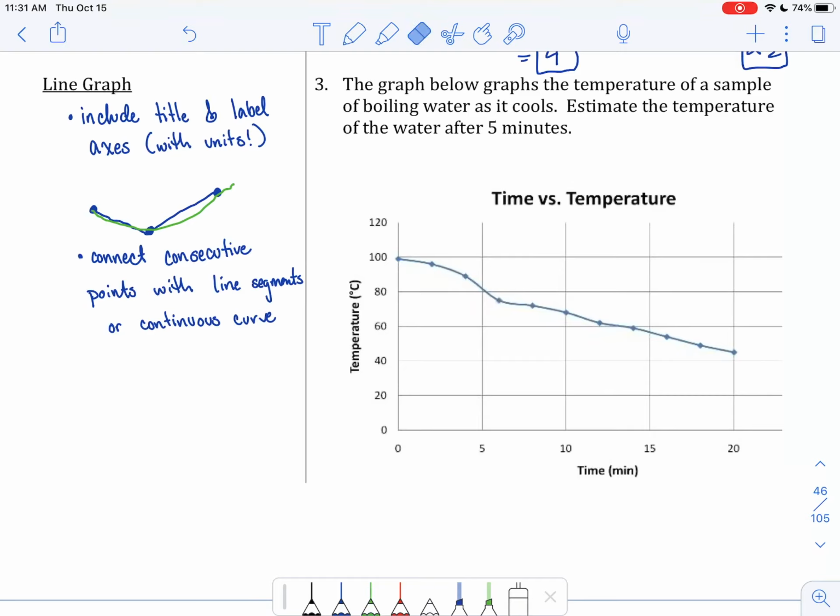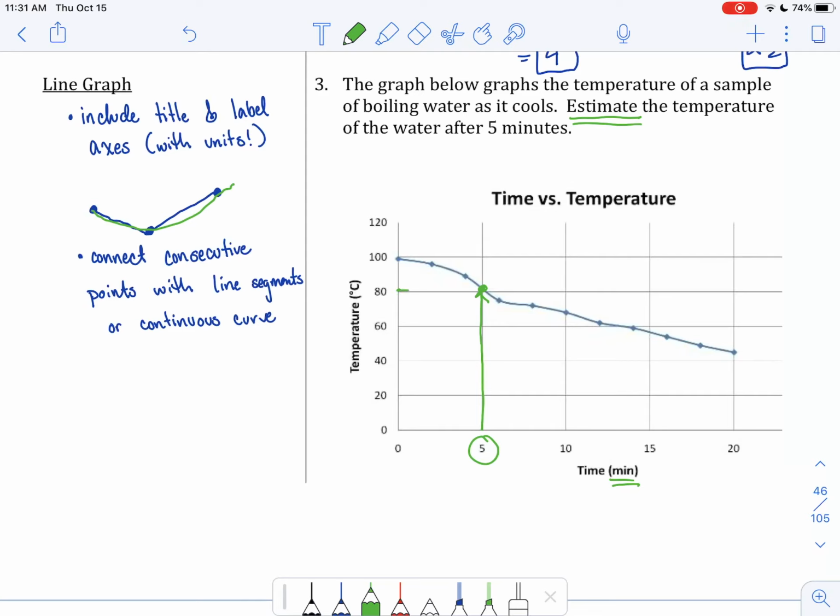Now, the line graphs can be helpful because we can now use them to estimate at points where we don't have data. So for example, this graph shows the temperature of boiling water as it cools. Estimate the temperature of the water after 5 minutes. If I look at 5 minutes, so I'm looking at the unit right here, I notice this person didn't actually take the temperature of the water at 5 minutes. But based on the line graph, we can see that we're looking at something about here. And we're going to estimate it.